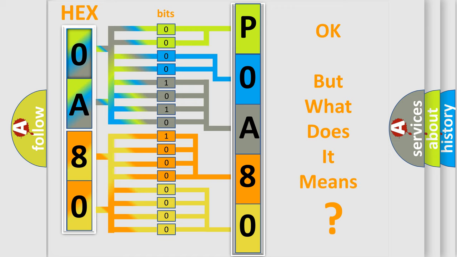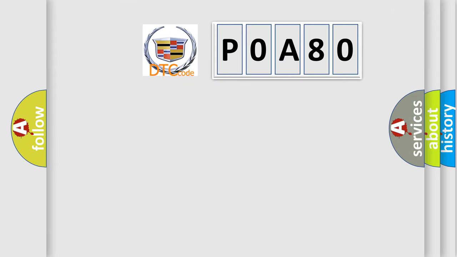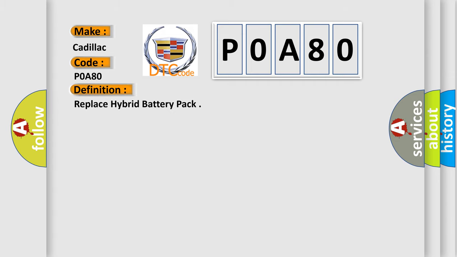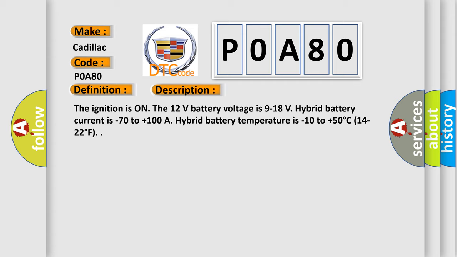The number itself does not make sense to us if we cannot assign information to what it actually expresses. So, what does the diagnostic trouble code P0A80 specifically mean for Cadillac vehicles? The basic definition is: replace hybrid battery pack. And now this is a short description of this DTC code. The ignition is on, the 12 volt battery voltage is 9 to 18 volts, hybrid battery current is minus 70 to plus 100 A, hybrid battery temperature is minus 10 to plus 50 degrees Celsius, 14 to 122 degrees Fahrenheit.